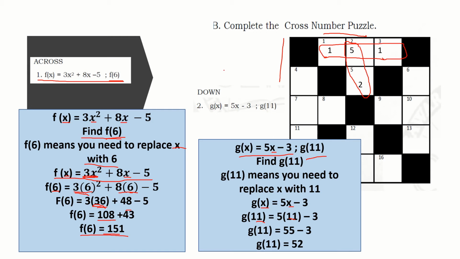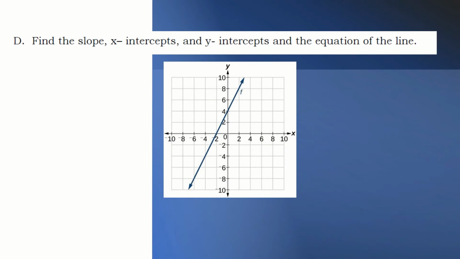Okay, so that is for letter B. Okay, let us have letter D. Yung letter C, hindi nyo na sasagutan. Anyway, etong letter D, tapos nyo na to sa first quarter. So, uulitin ko lang kasi lagi nyo nakakalimutan. Find the slope, x-intercepts and y-intercepts, and the equation of the line.